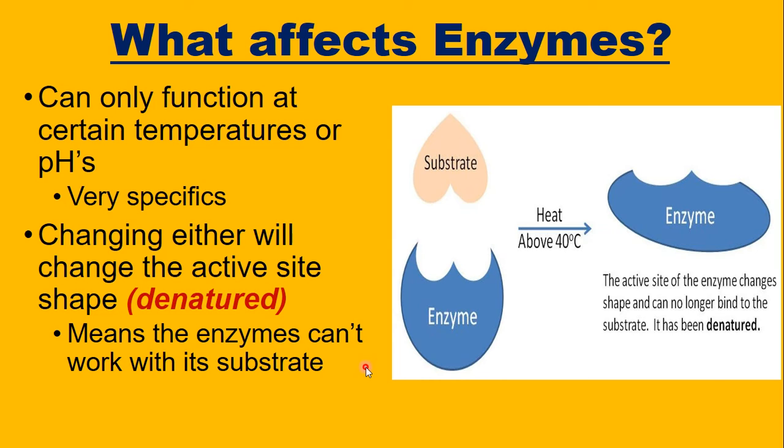So if it's not the right substrate, it won't work. If it's not the right temperature, an enzyme won't work. If it's not the right pH, the enzyme won't work. And temperature and pHs can make the enzyme become denatured.